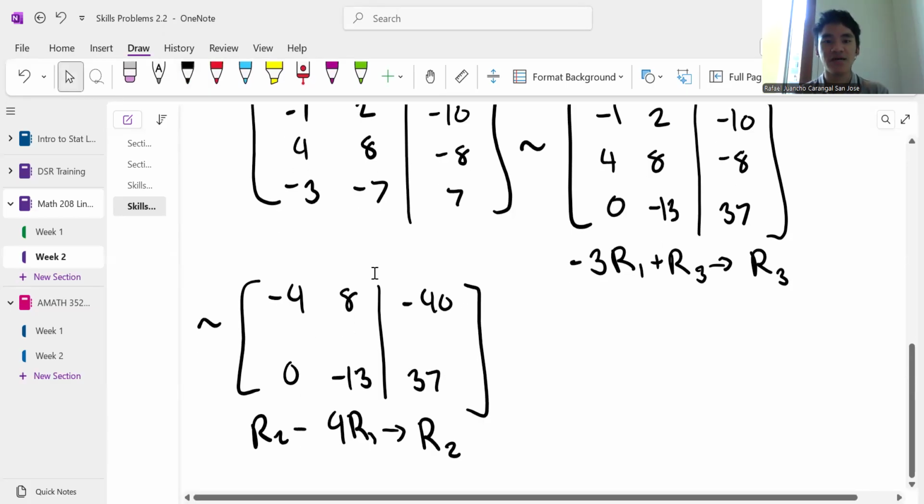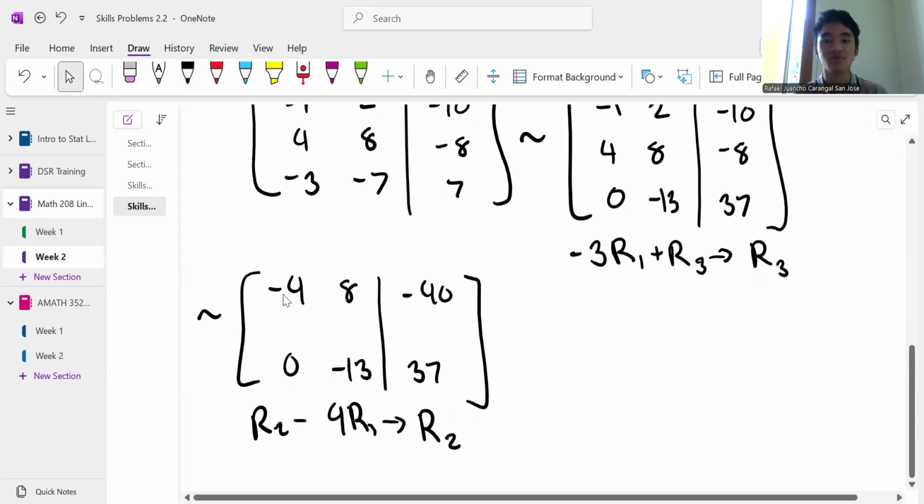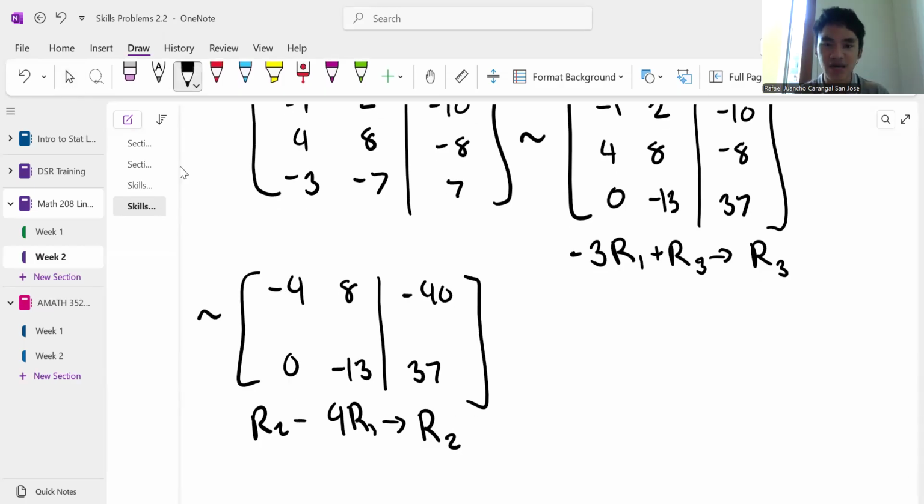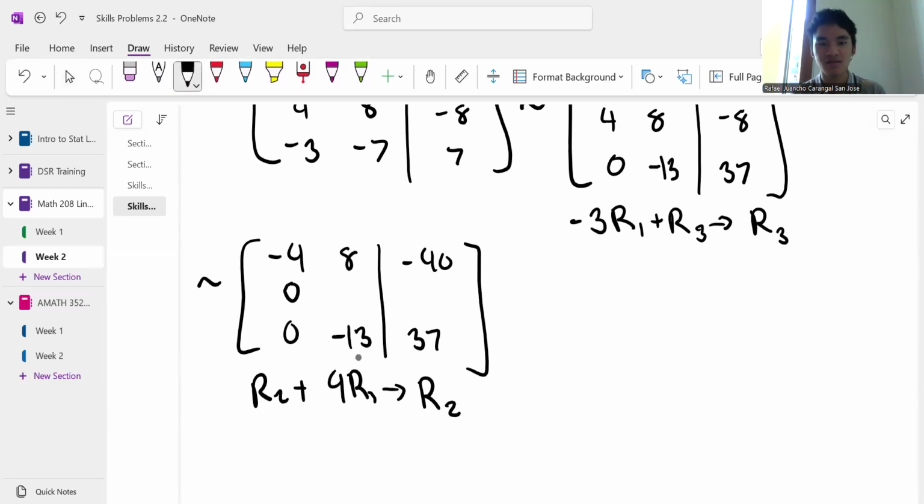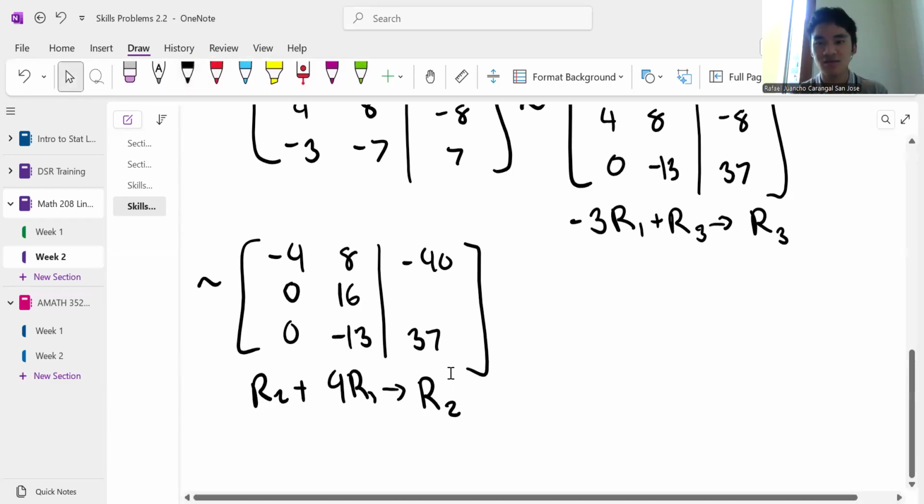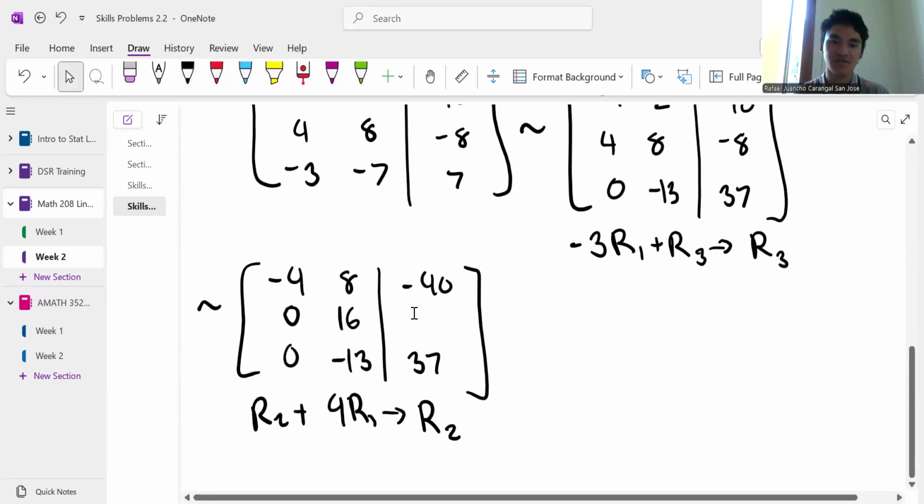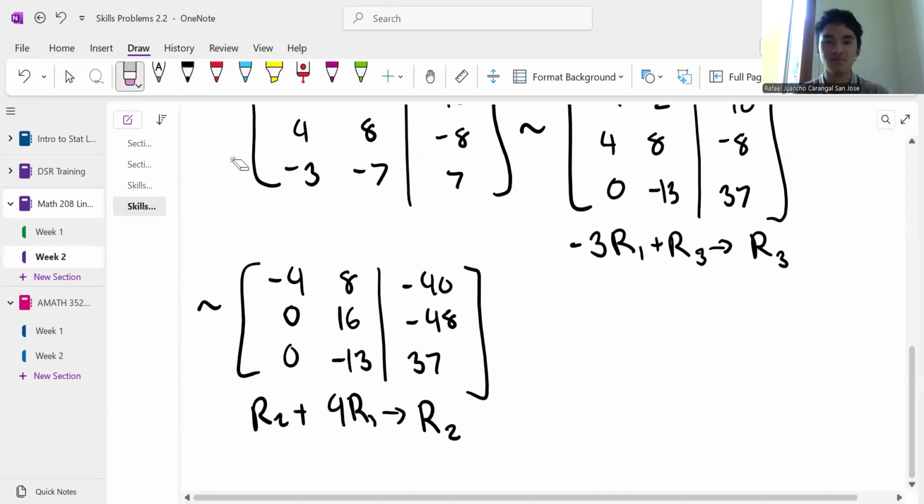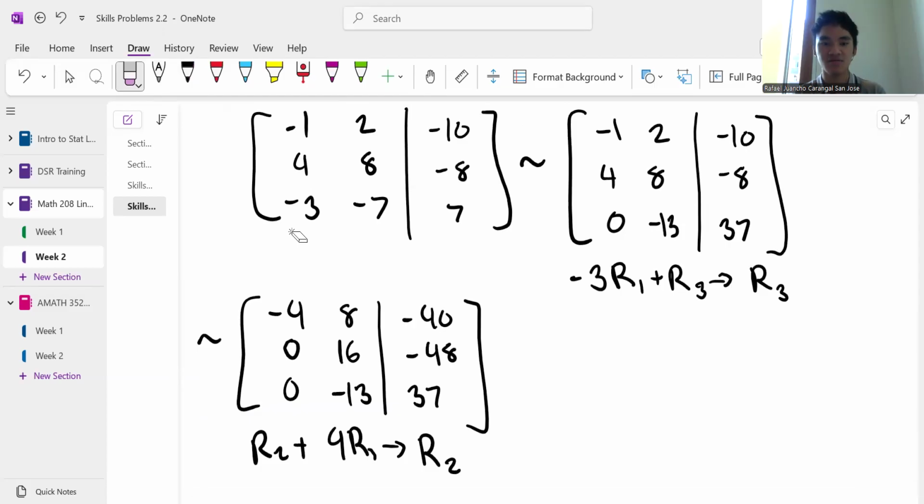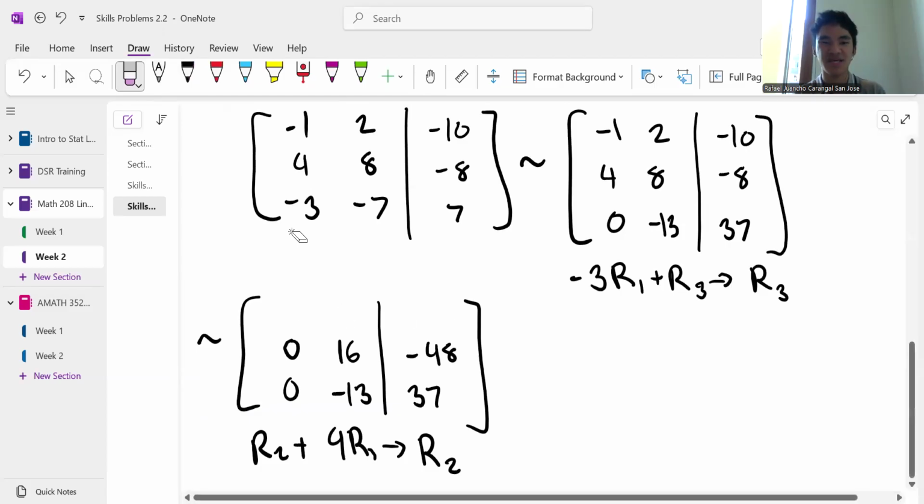Row 2, on the other hand, we subtract it to what row 1 is now. Or shoot, we actually add it. My bad. 4 plus -4 is 0. 8 plus 8 is 16. And then -8 plus -40 is -48. Then we can reset row 1 because we just scaled it.